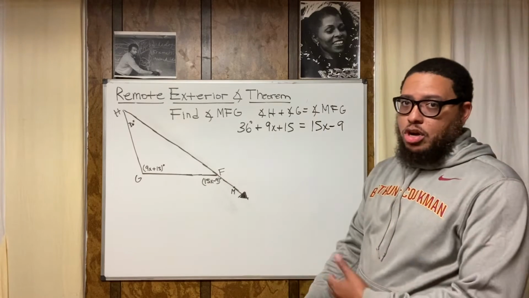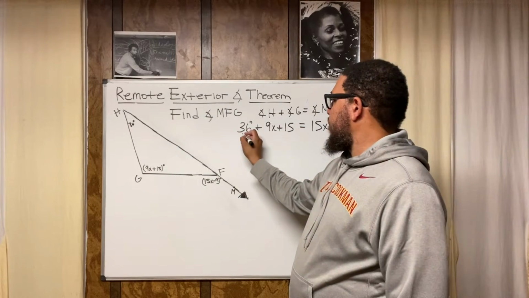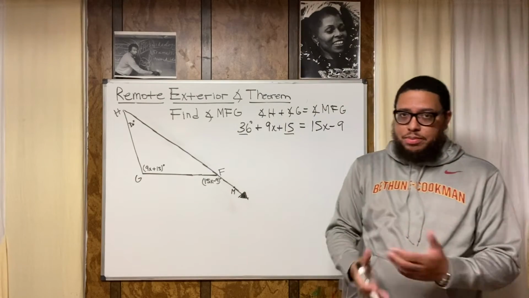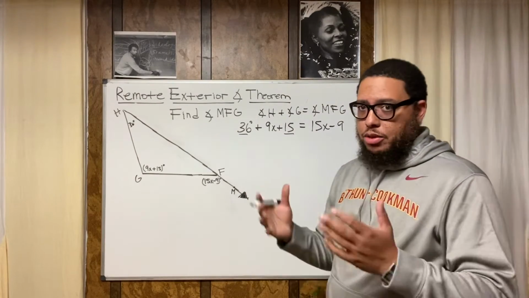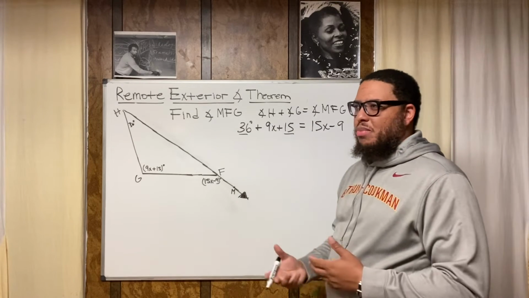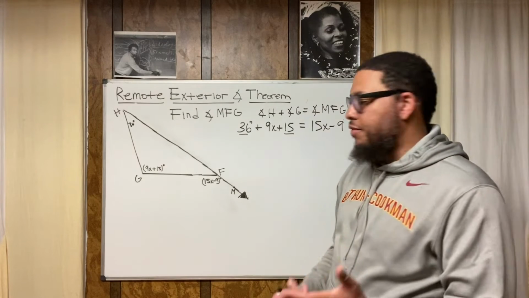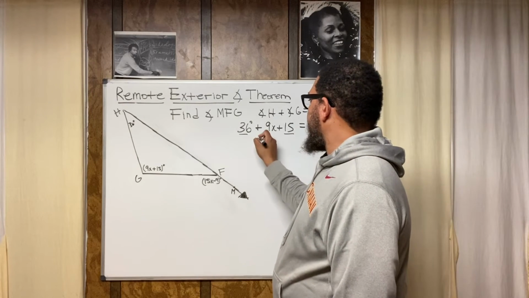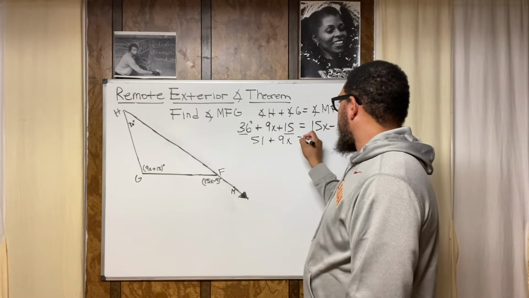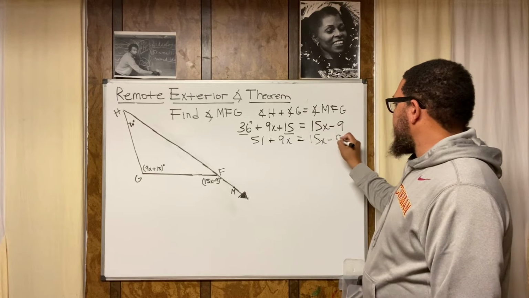And now I start my algebra. All right. So on the left-hand side, I'm going to combine like terms. I'm going to combine that 36 and that 15, put them together and make one number. So 36 plus 15, do a little bit of mental math. That's 30 and 10 is 40. 6 and 5 is 11. 40 and 11 is 51. All right. So I got 51 plus 9x. The 9x was already there. I just brought it down. Equal sign, bring it down. 15x, bring it down. Minus 9, bring it down.